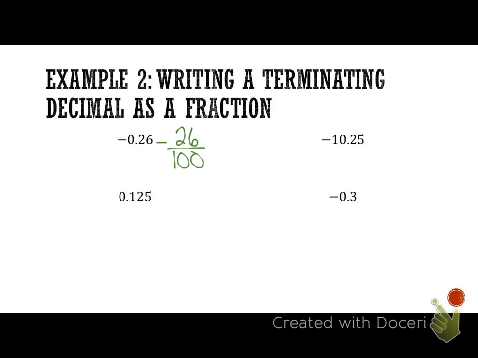And then I can reduce the fraction anytime it's possible. I need to reduce the fraction. So 26 over 100, I can reduce by what factor? 2, to make negative 13 over 50. So going from a decimal to a fraction, I'm looking at the place value of the last decimal.